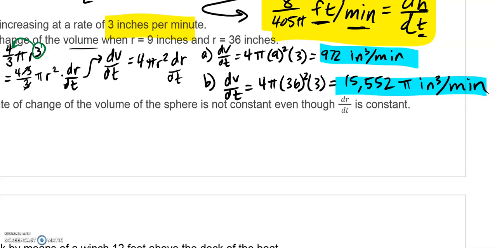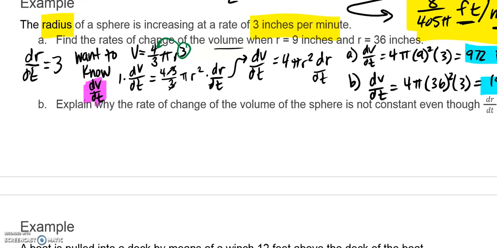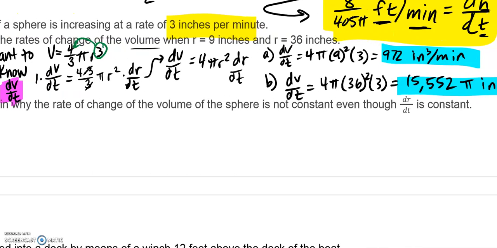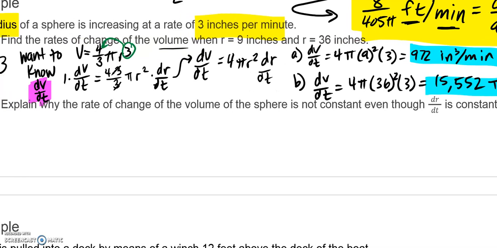And it makes sense because if it's always changing 3 inches per minute, the bigger the balloon gets, the faster the air is going to have to go in. Because it gets larger and larger and larger, the radius is getting larger, so the faster the volume is going to have to change to make up for that. All right, so let's take a look at B. It says explain why the rate of change of the volume of the sphere is not constant, even though dr/dt is constant. Now, we just kind of talked about that.